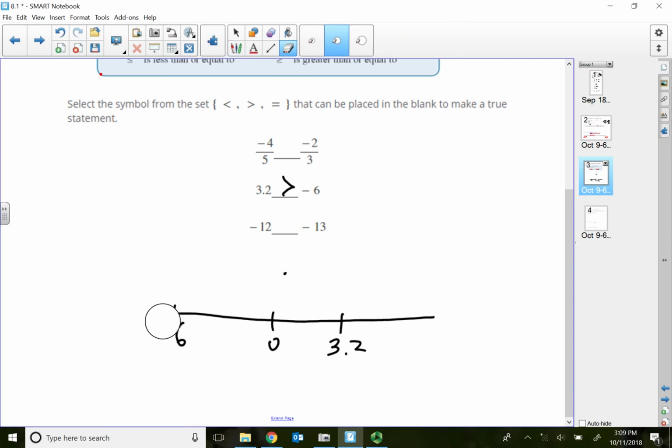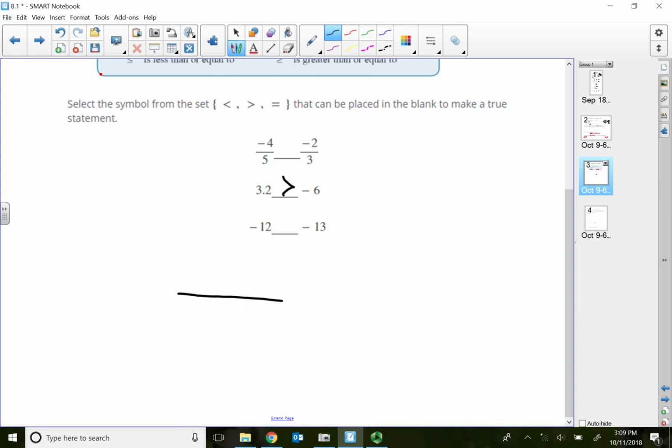All right, let me redraw this again for the -12 and -13. So let's say 0 is here. The next integer to the left is -1, -2, -3, and so on and so forth. So that means I have to reach -12 first before I keep on going left to reach -13. So that means -12 is to the right of -13. So that made -12 greater than -13.